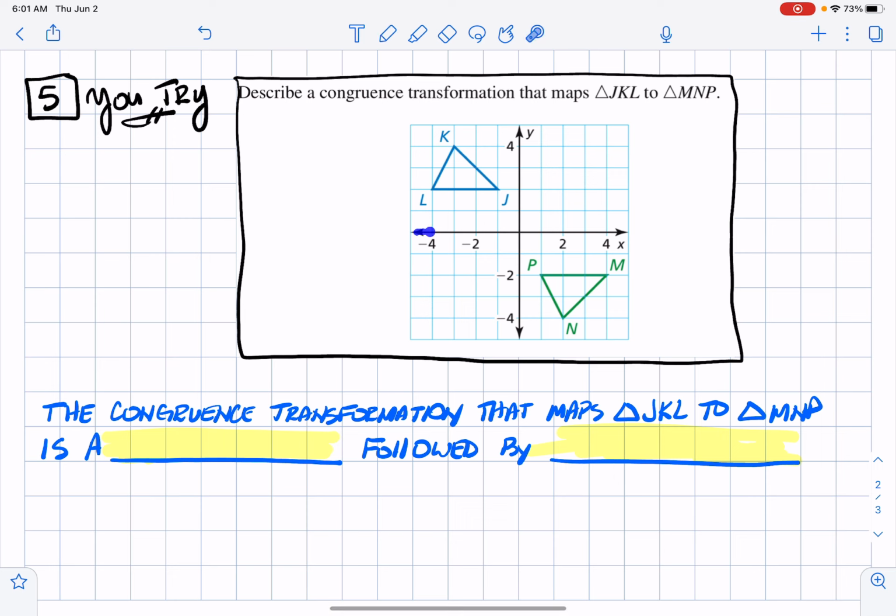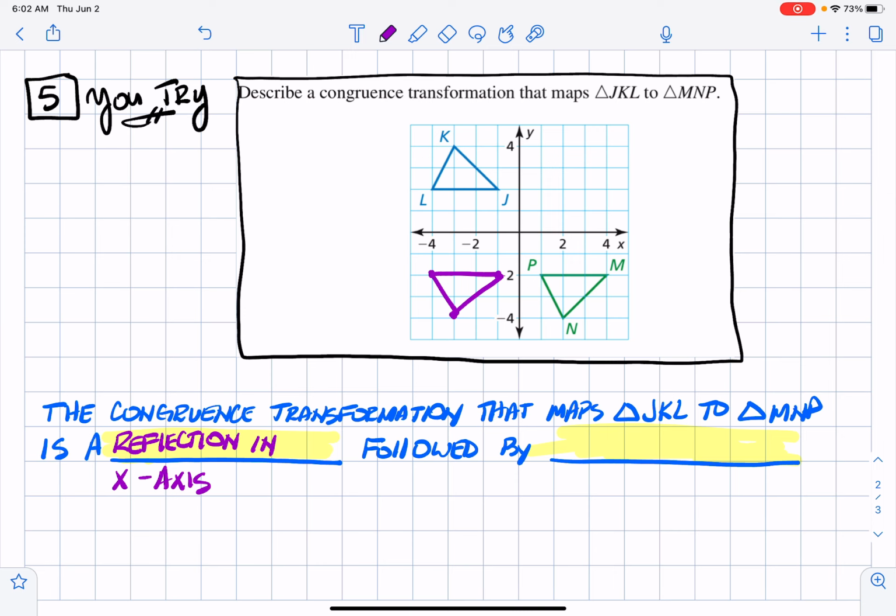Number 1, if I reflect JKL over the x-axis, you would see that I would get this shape here. So I would go 2 units down, and then again 2 units down, and then for K it is 1, 2, 3, 4. So I would get this shape here. All right, so that'd be a reflection. So the first one would be a reflection in the x-axis.